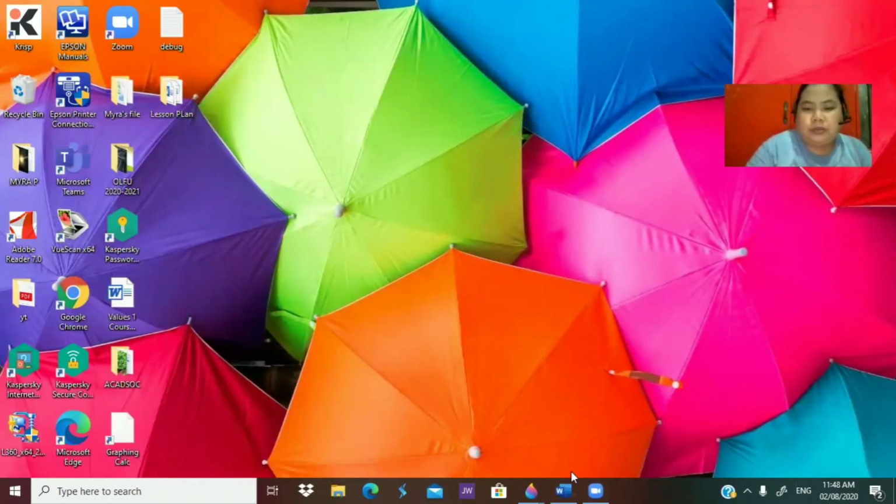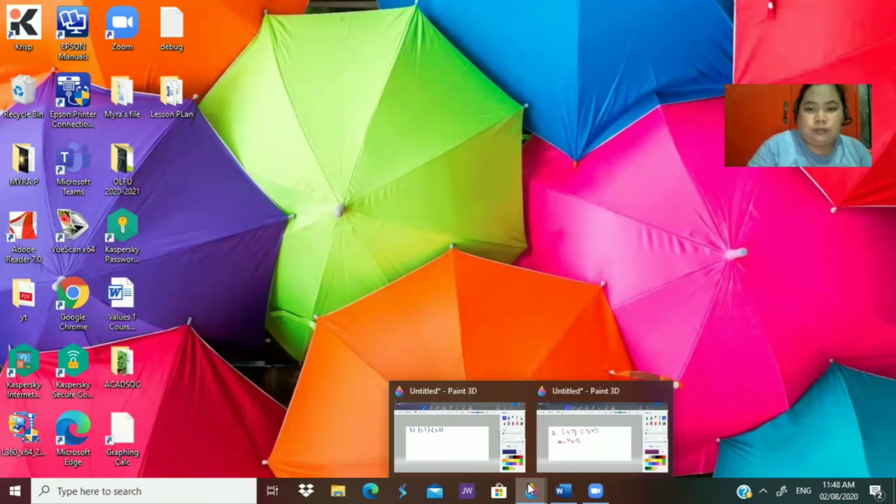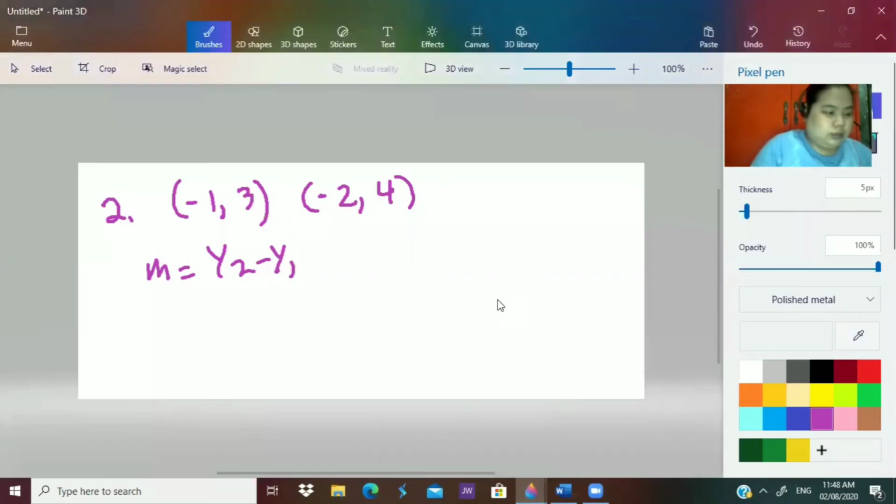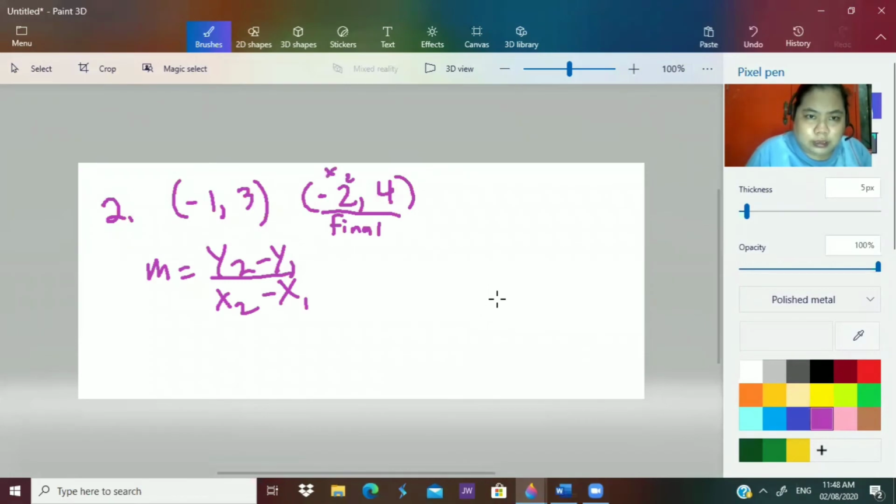Okay, let's proceed to number 2. This one, negative 1, 3, negative 2, 4. So still, we're going to use the formula y sub 2 minus y sub 1 all over x sub 2 minus x sub 1. So this is your final location. So you're going to label x sub 2, y sub 2, and this is your initial location.